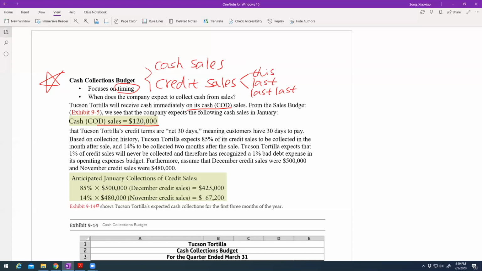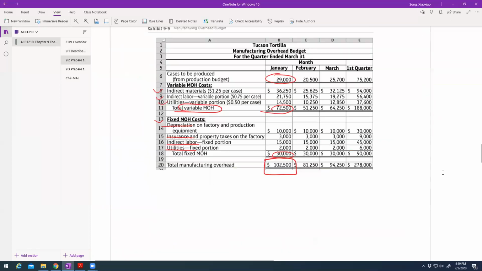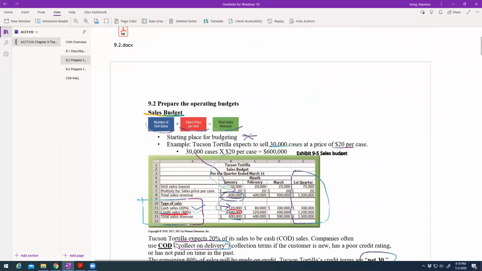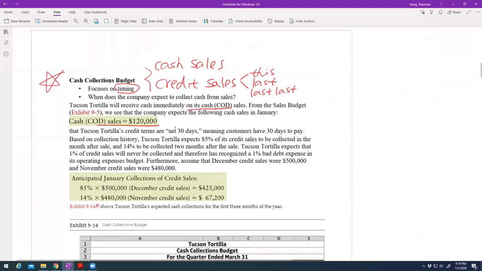120,000, how did you get this? We got this in our sales budget, right? Remember our sales budget. Remember we said, hey, look at here. This is what we need. When we do our sales, we said 20% will be the cash sales. So we had 120,000 there. So cash sales is always collected the same month.